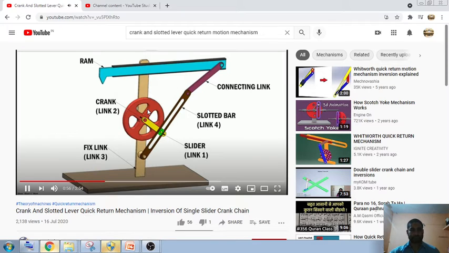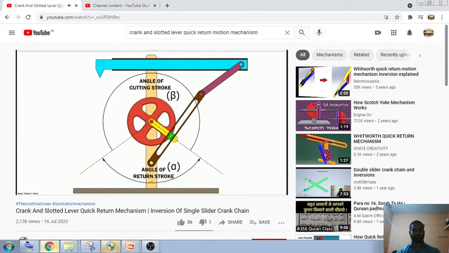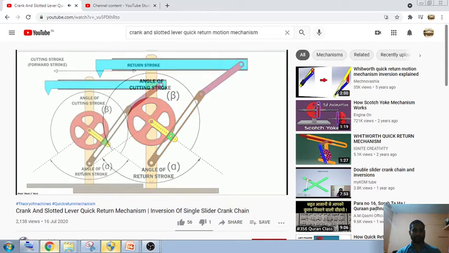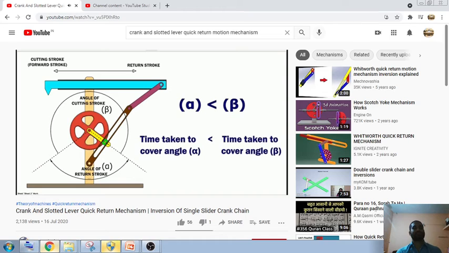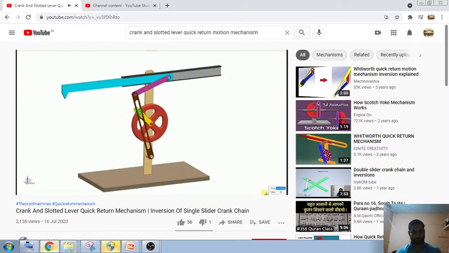These are the major parts of the crank and slotted quick return mechanism. The crank needs to rotate through an angle of beta for the forward stroke, and through an angle of alpha for the return stroke. As the crank moves with uniform angular velocity, the time taken to cover angle alpha will be less than the time taken to cover angle beta. Hence, the return stroke of the ram is faster than the forward stroke.